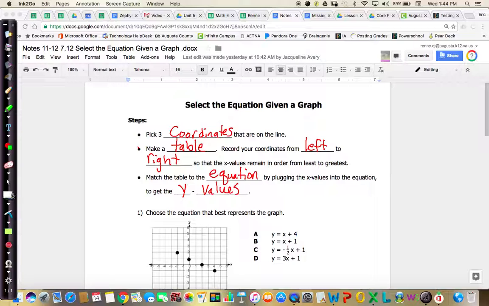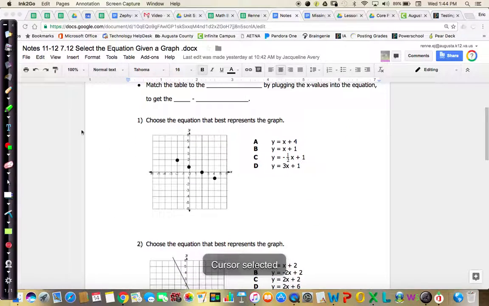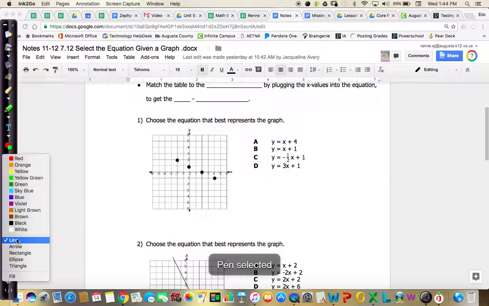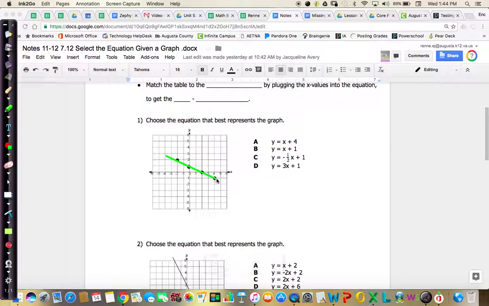Okay, let's look at example number 1. It says, choose the equation that best represents the graph. The line is not drawn in, so we're going to need to connect the coordinates. And then we need to draw arrows to show that this is actually a line. What I like to always do is circle the y-intercept. In class, we also call it the target. So now the target is on 1.